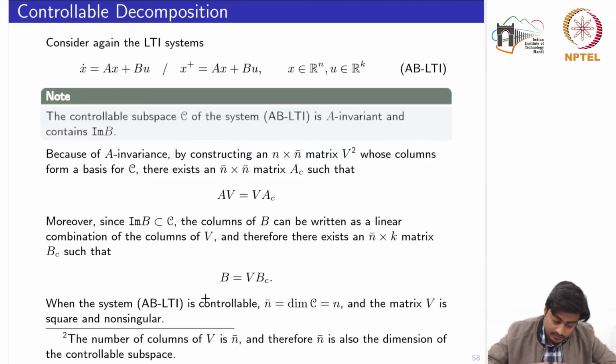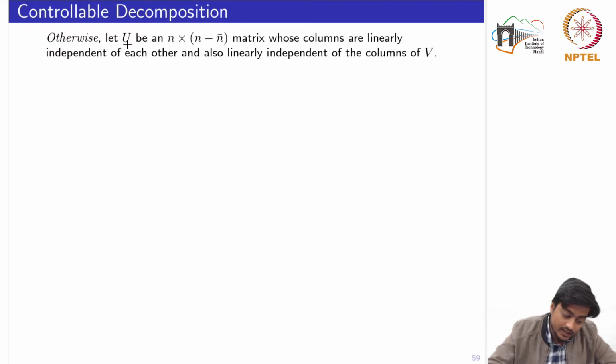Now here the question arises with what we have started: if the system is not controllable, then let's say we define a matrix U. If the system is not controllable, it means that the rank is not equal to n, but it is less than n. Okay, so we define another matrix U, which is an n times n minus n bar matrix, whose columns are linearly independent of each other and also linearly independent of the columns of V. So this U matrix has these two properties: all the columns are linearly independent of each other and also of the matrix V.